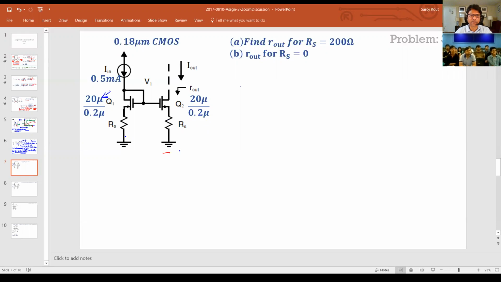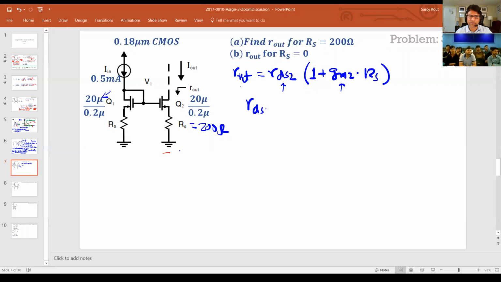So the sizes are the same. And basically it's asking if RS is equal to 200 ohms, what's the output impedance? So the expression for the output impedance from the previous one was RDS2 times (1 plus GM2 times RS), right? So basically the two operating points we need to calculate are RDS2 and GM2.